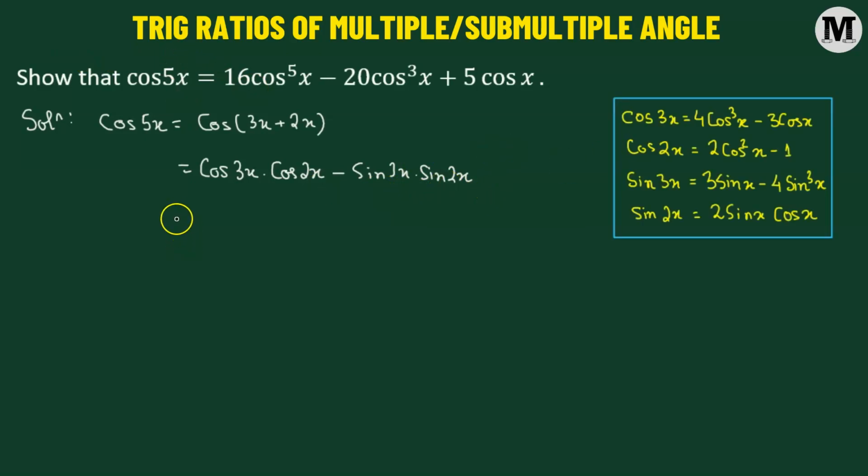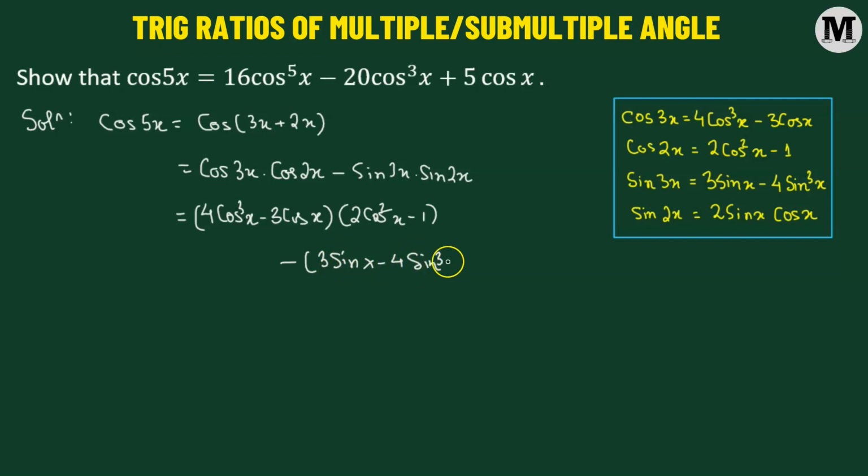So we will substitute the value of cosine 3x with 4 cosine cube x minus 3 cosine x, multiplied to cosine 2x. So that will become 2 times cosine squared x minus 1. Coming to sine 3x, we have 3 sine x minus 4 sine cubed x. So this gets multiplied to sine 2x, which will be 2 times sine of angle x times cosine of angle x.